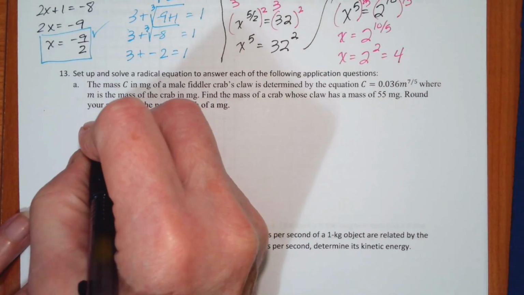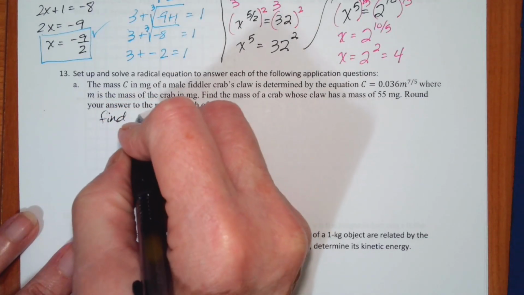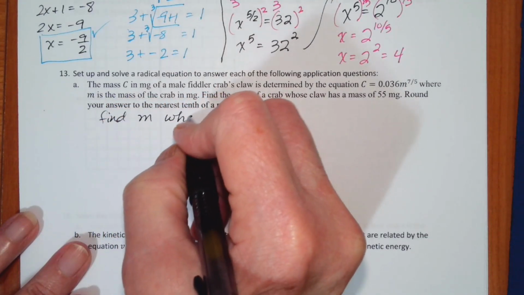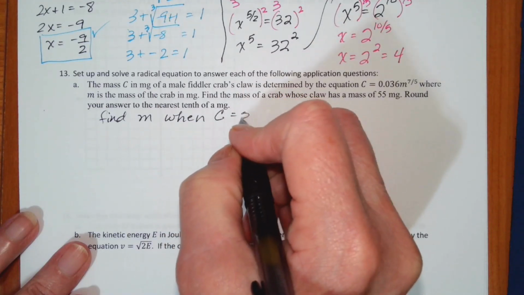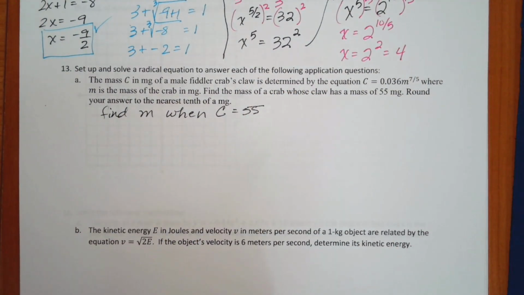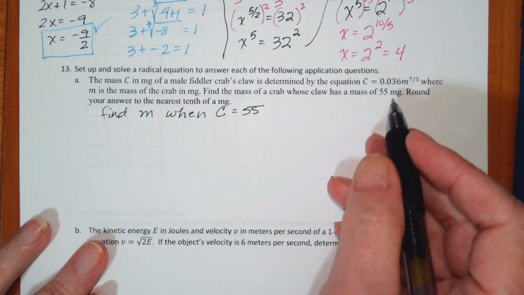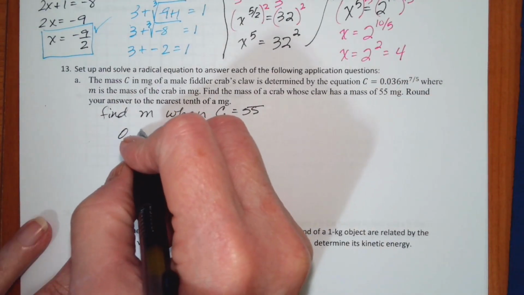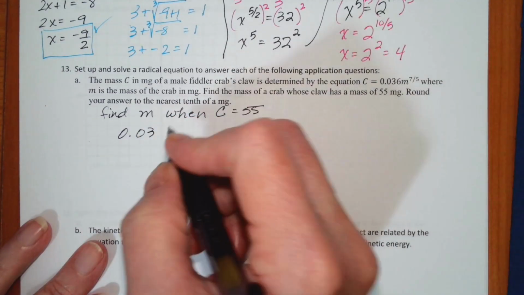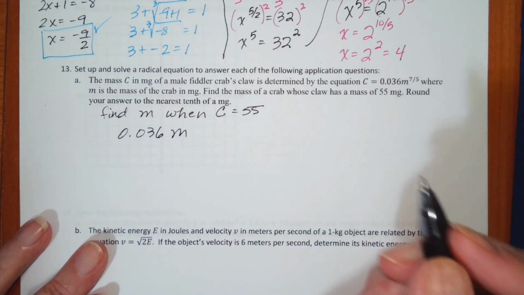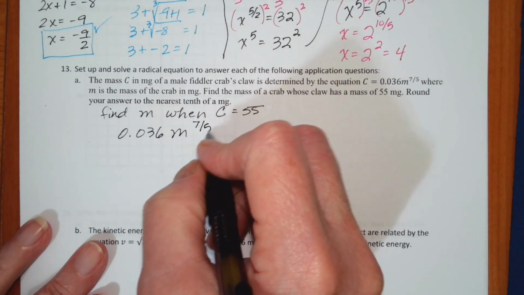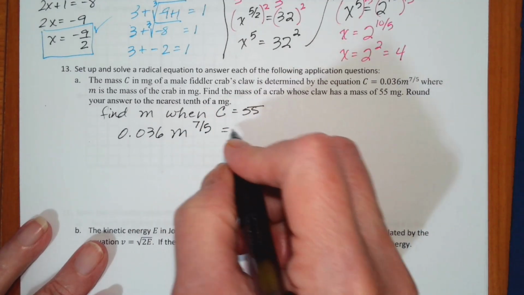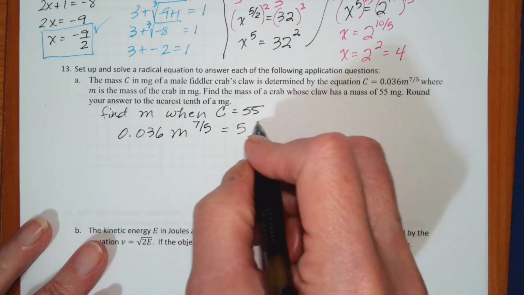It says find M when C is equal to 55. So once you figure that out, this is just a plug and chug. Okay, so we want to take our equation, 0.036 m to the 7/5, and I want to know when that is equal to 55.